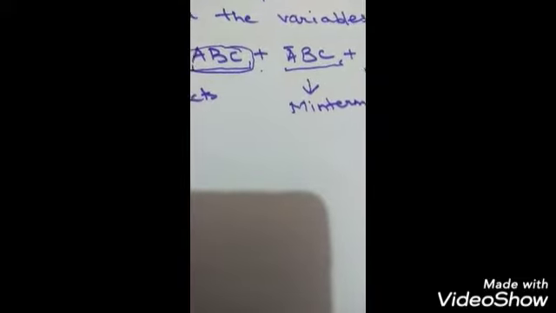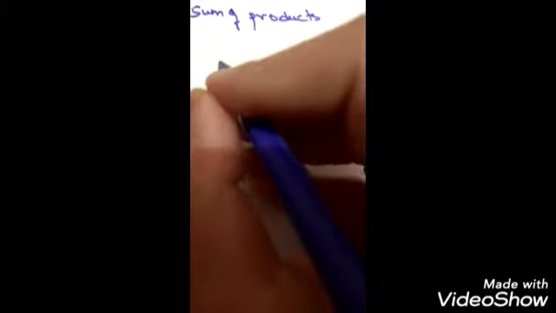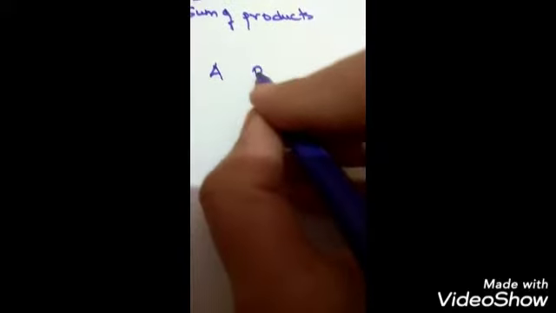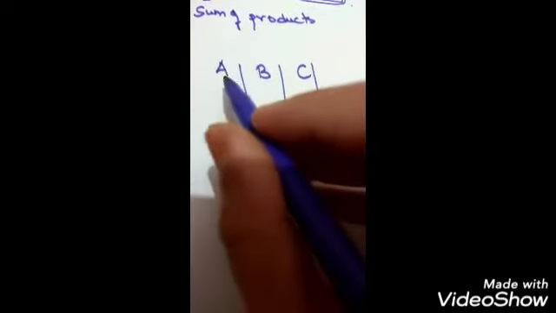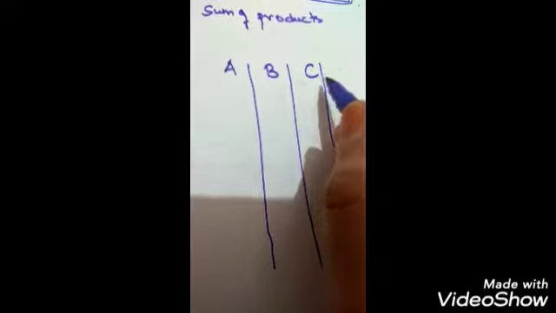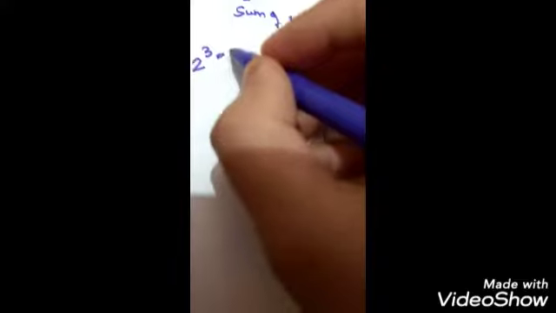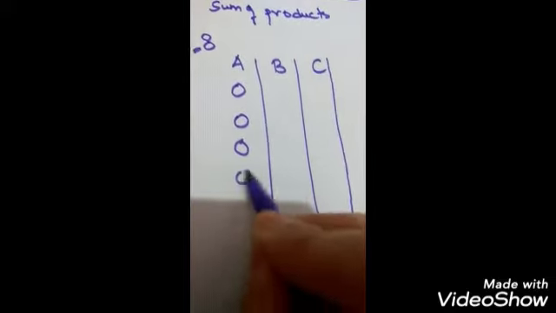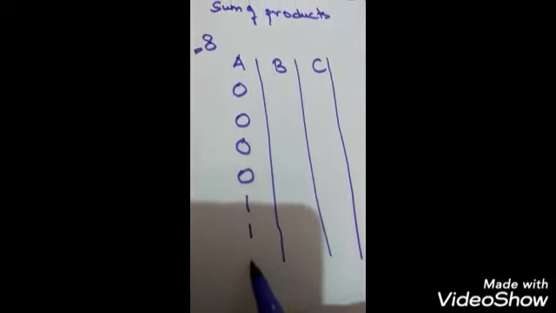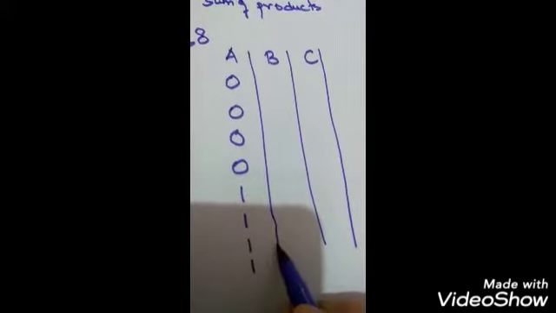So how will we write the minterm? We will see it with the help of a truth table. Let's take three variables A, B and C. So total possible combinations will be 2 to the power 3. We are taking 8 possible combinations. So we will write accordingly 0, 0, 0, 0, 1, 1, 1, 1.